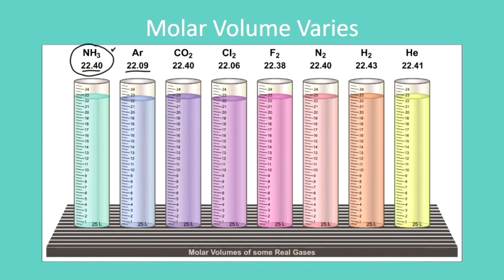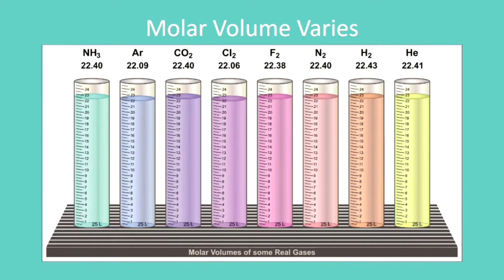But argon, notice, is 22.09 liters, not quite the same. It turns out that when we use the ideal gas law, we're making certain assumptions about how gases behave. We won't go into the details of those assumptions, but just realize that the number we get out from the ideal gas law is just approximate. It's a really good estimate. And that's why you'll see that this molar volume varies. CO2, for example, is right back at 22.40. Chlorine is a little small at 22.06, and things like hydrogen are a little big. So molar volume does vary, but it's all really close to 22.4.